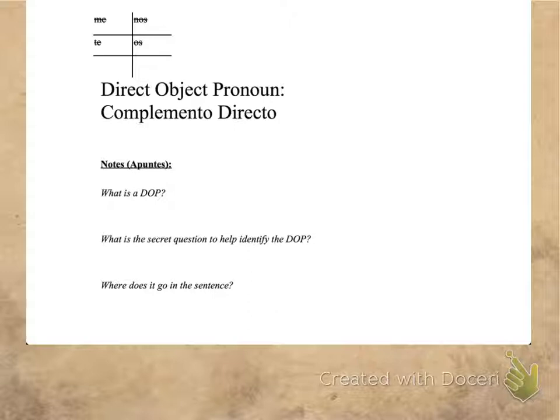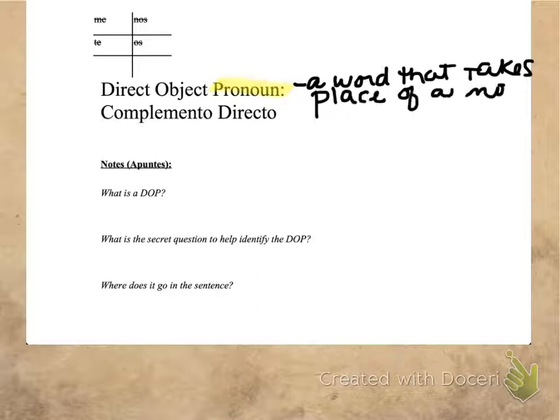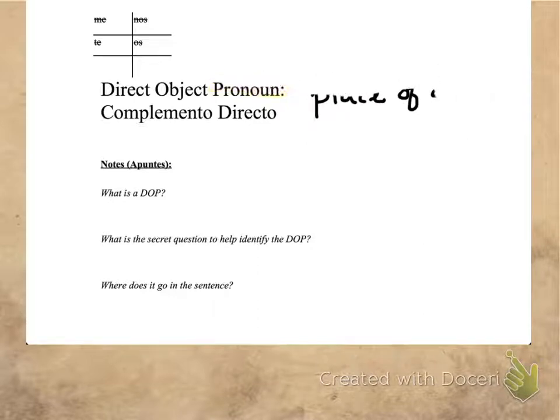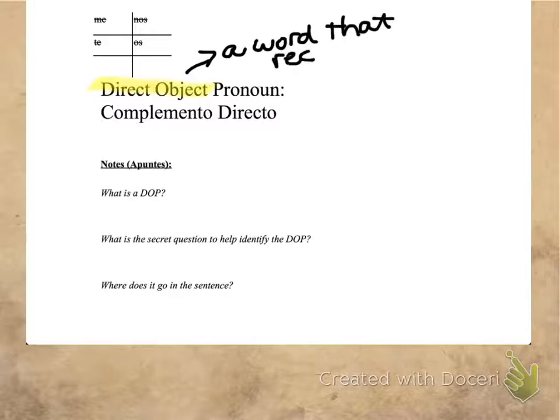To talk about direct object pronouns, you need to know what a pronoun is. A pronoun is a word that takes the place of a noun. Now we need to figure out what a direct object is. A direct object is a word that receives the action of the verb.